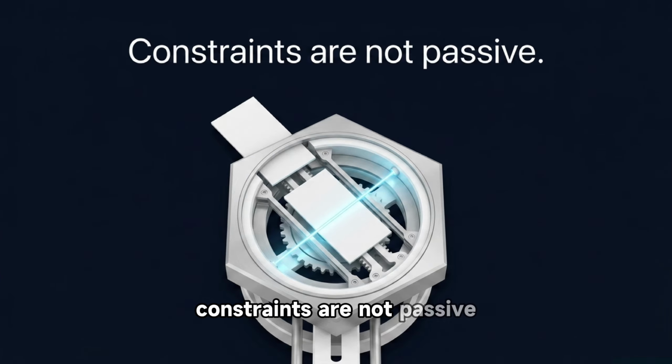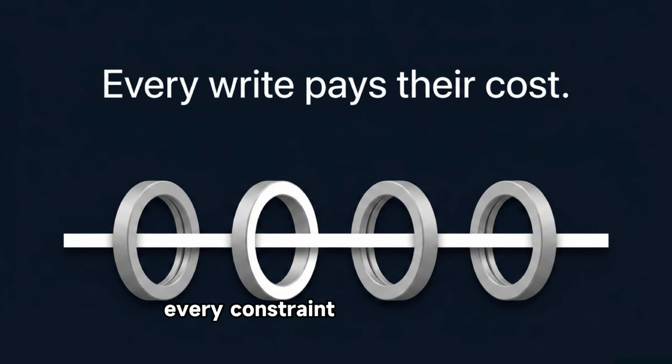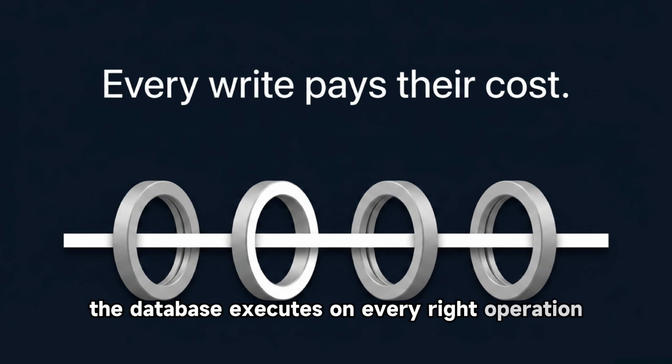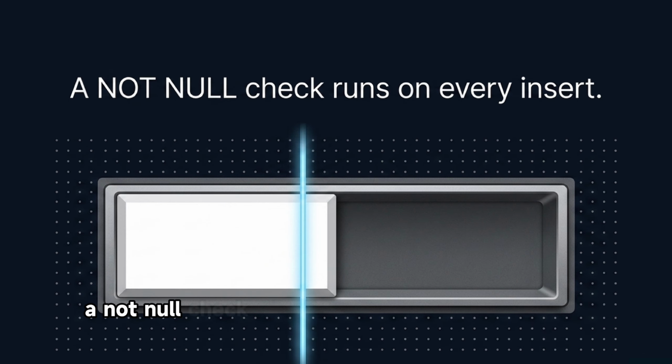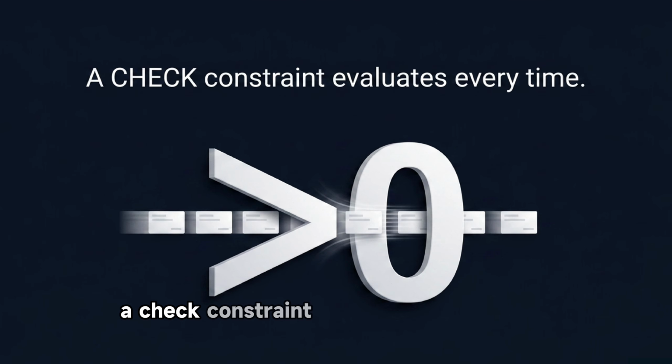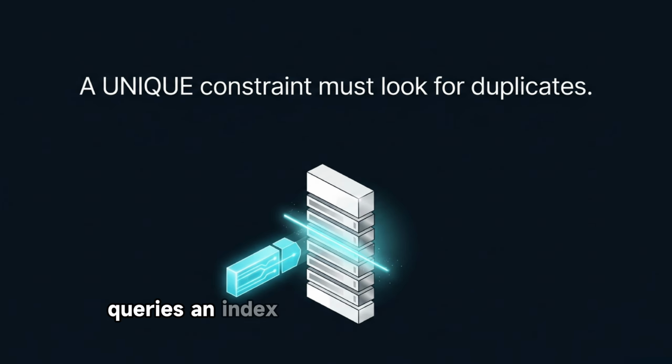Constraints are not passive. They are not labels that sit alongside your data, describing what it should look like. Every constraint is an instruction the database executes on every write operation that touches the column or table it governs. A NOT NULL check runs on every insert and update. A check constraint evaluates its condition on every insert and update. A unique constraint queries an index on every insert and update to confirm no duplicate exists.